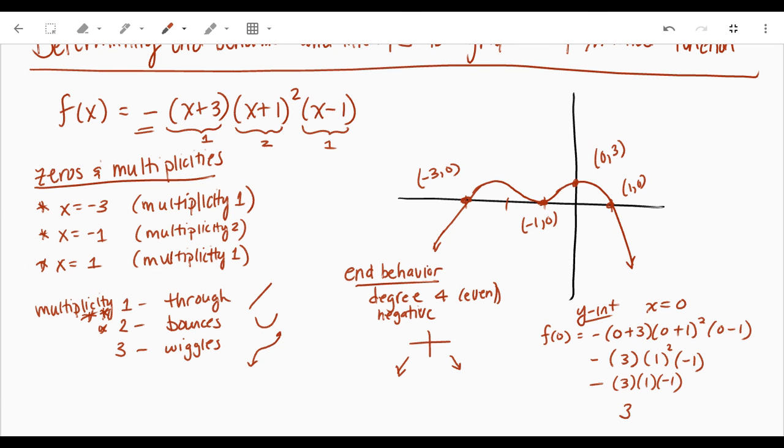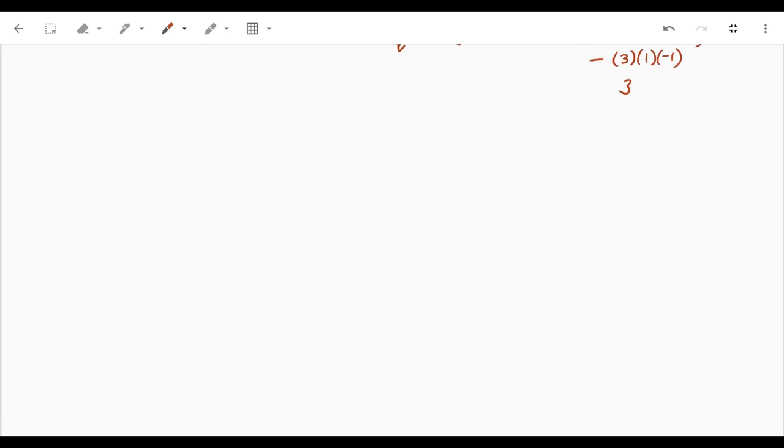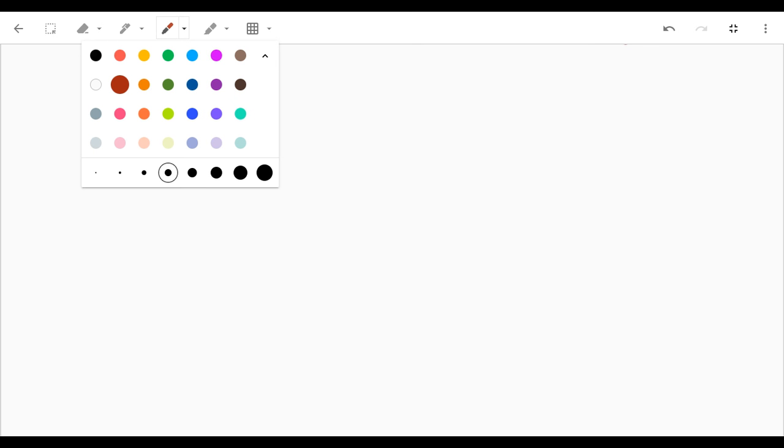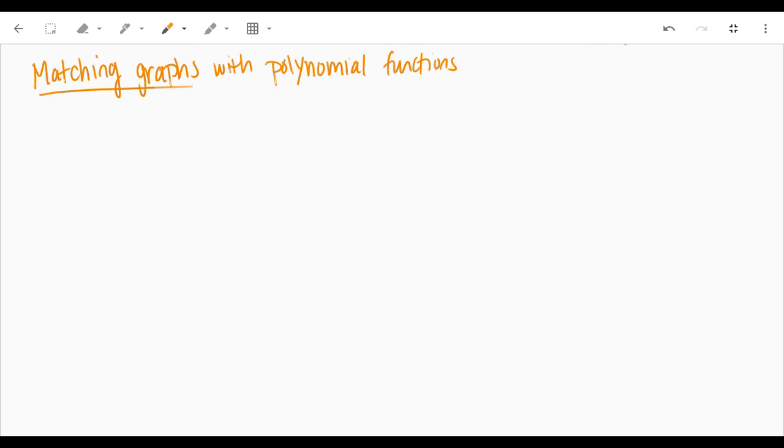All right. Next one is matching graphs. That's probably going to be a little difficult for me to show you on here, but that's okay. We have matching graphs with polynomial functions.